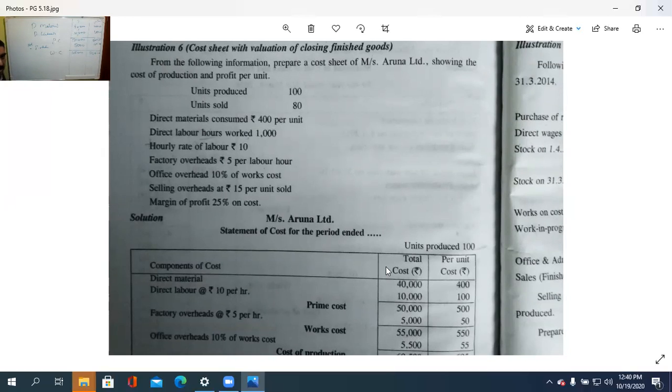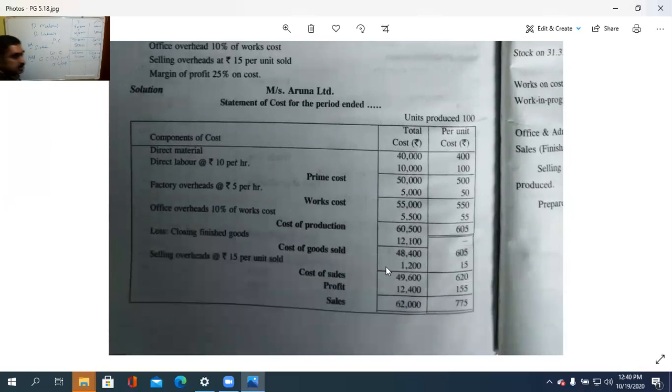Then office overhead 10% of work cost. Add office overhead 10% on work cost. So 55,000 at 10%, so 5,500, isn't it? So here also 55. So that is the office cost or cost of production. So how much is it? See, 605. 605 into 100, 605,000. Okay.